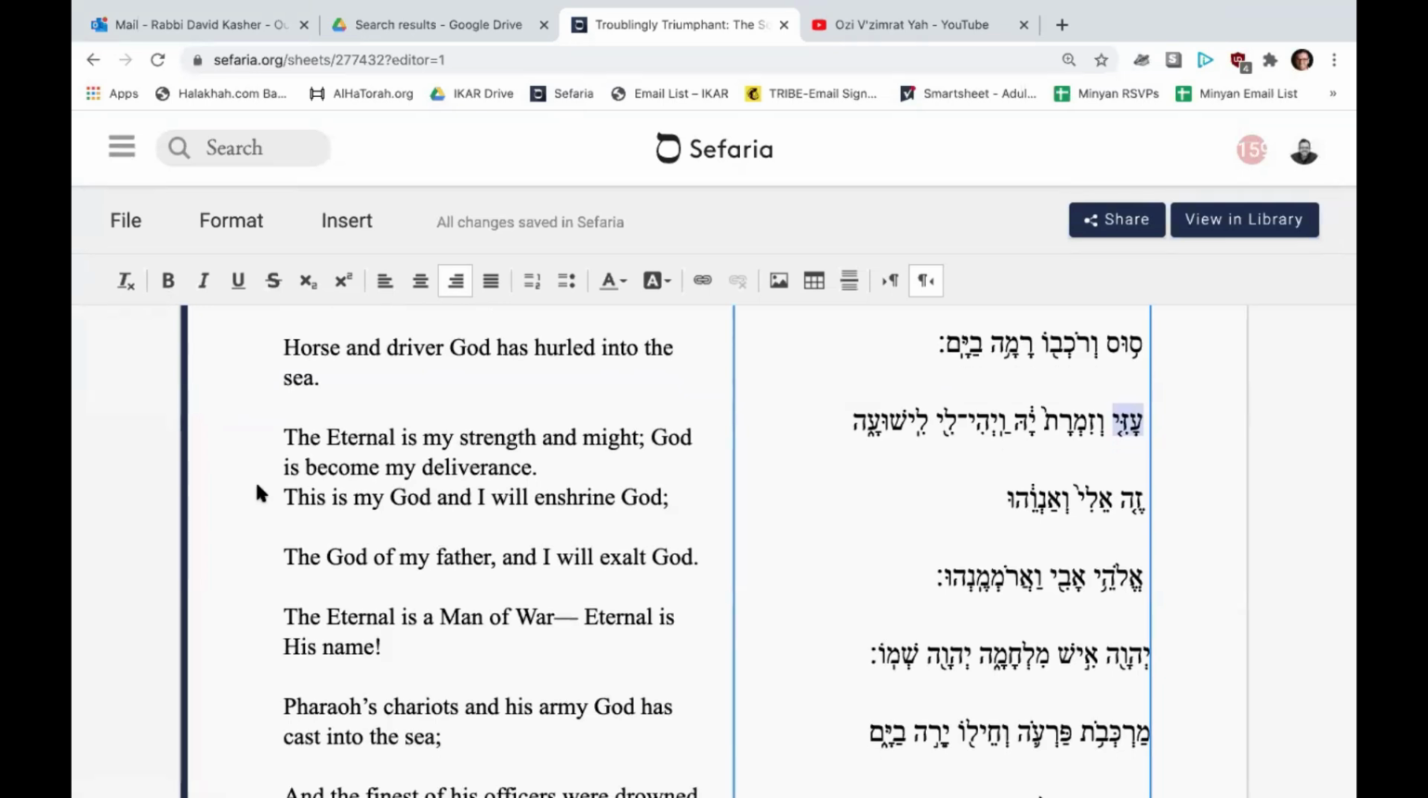Ze Eli v'anvehu. This is my God, and I will enshrine God. Elohei avi v'aromamenu. The God of my father, and I will exalt God. Okay? So those are the famous lines. So they seem like, yay for God, yay for God. But let's just try to dig into these lines that have become so celebrated as to still be sung regularly at Ikar. What is God in these lines? What are some of the things that God is?